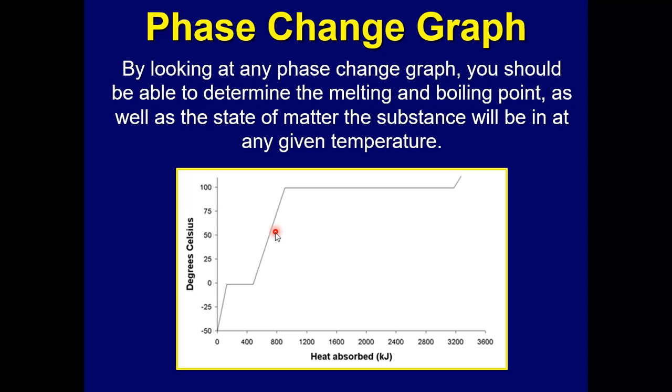All right, so here we have a phase change graph with a freezing and melting point at 0 degrees, and a boiling and condensation point at 100 degrees, which should tell you that this is liquid water, since that's the freezing or melting and boiling point of water.